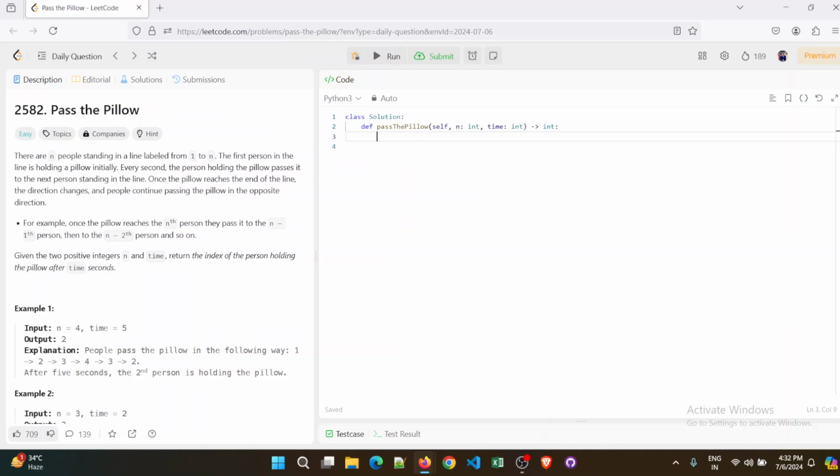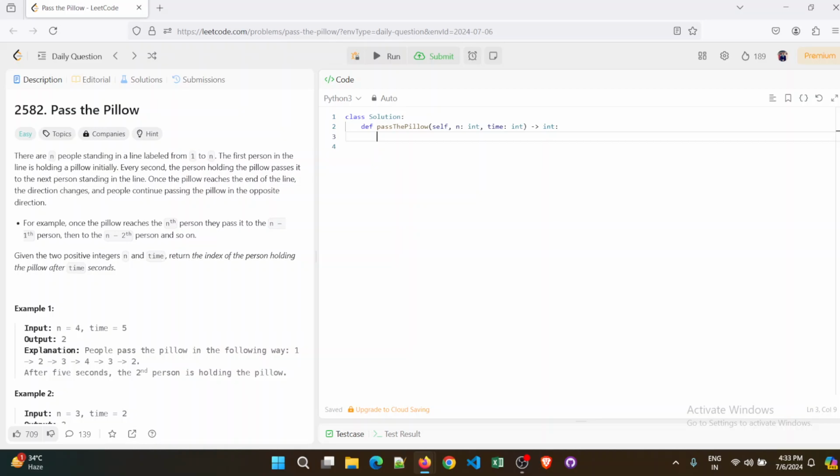Imagine there are n people standing in a line, labeled from 1 to n. The first person in the line is initially holding a pillow. Every second, the person holding the pillow passes it to the next person in the line. This continues until the pillow reaches the last person in the line. At this point, the direction of passing reverses and people start passing the pillow back in the opposite direction. This back and forth passing continues indefinitely.